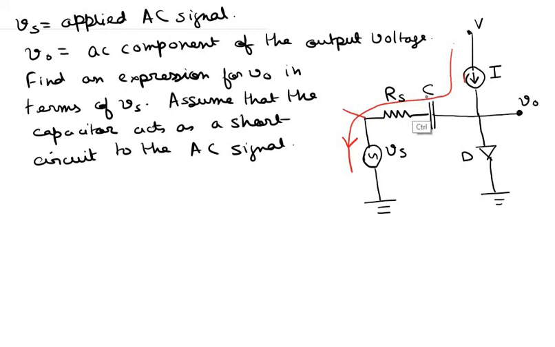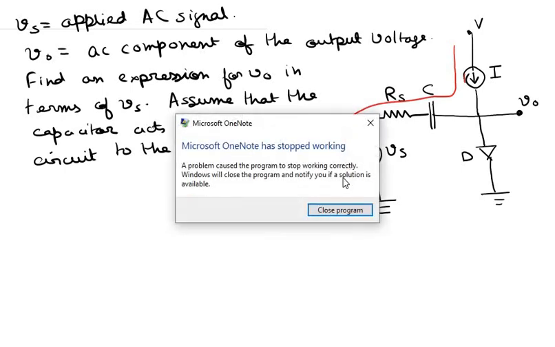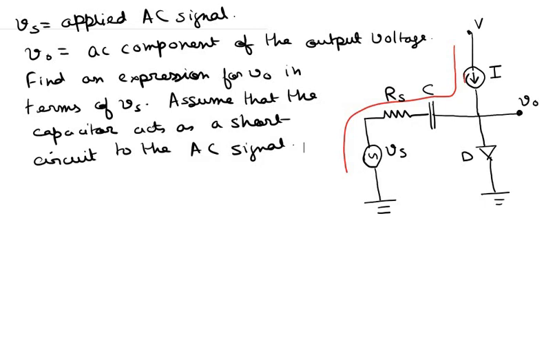So no DC current can actually flow through this path, because the capacitor basically blocks any flow of DC current. So this path for DC current flow is basically not possible. So I am putting a cross mark over here. Now DC current can only flow through this path. So this is the path for DC current.